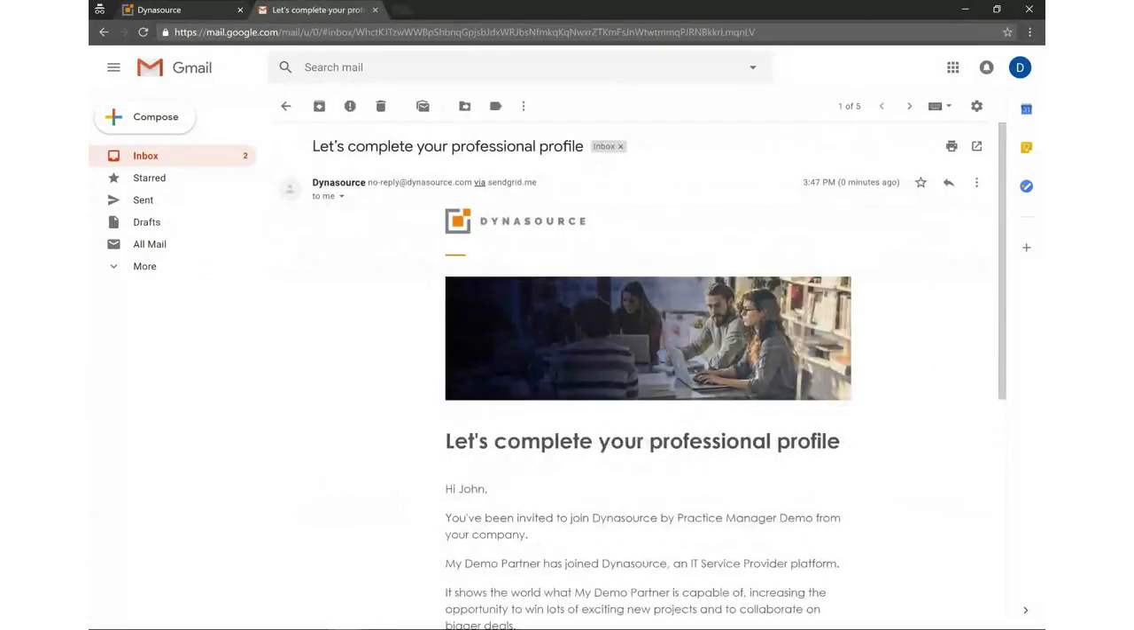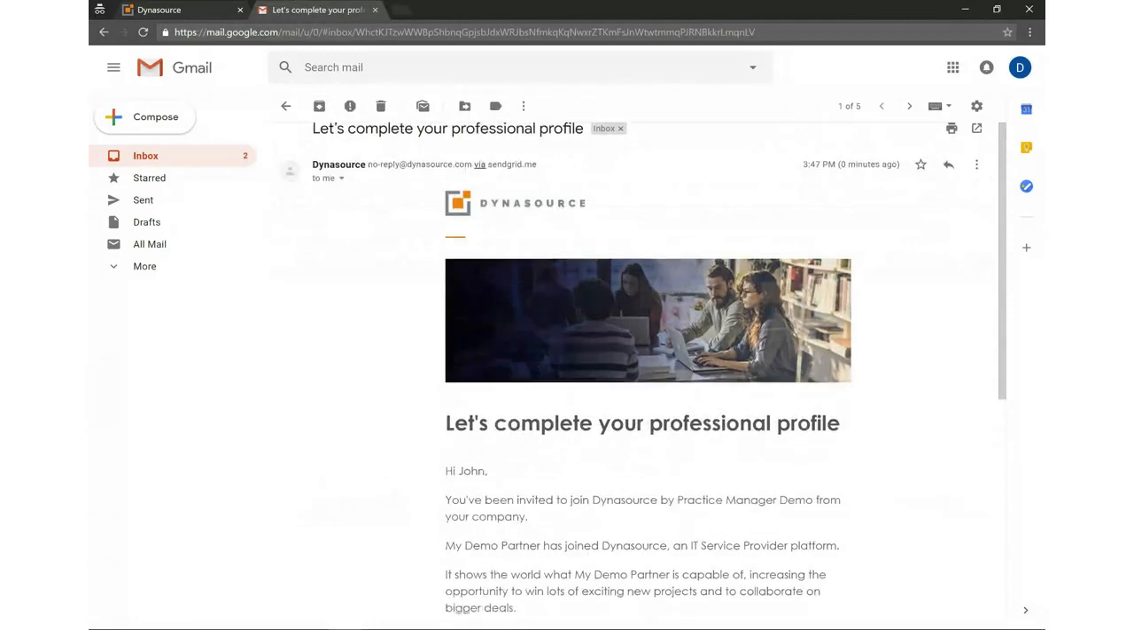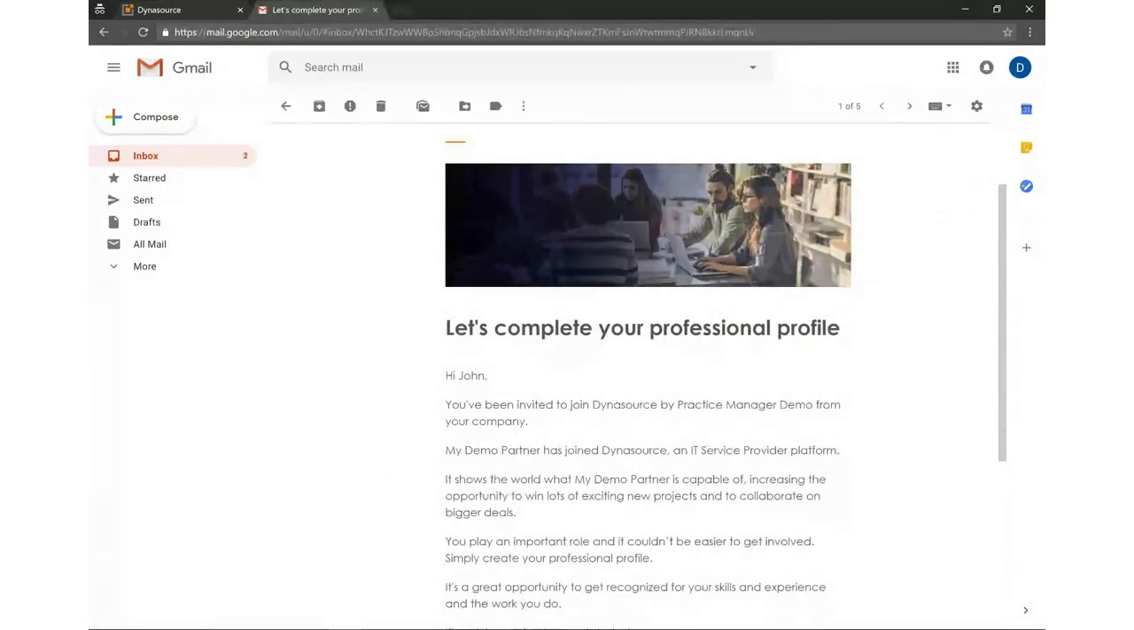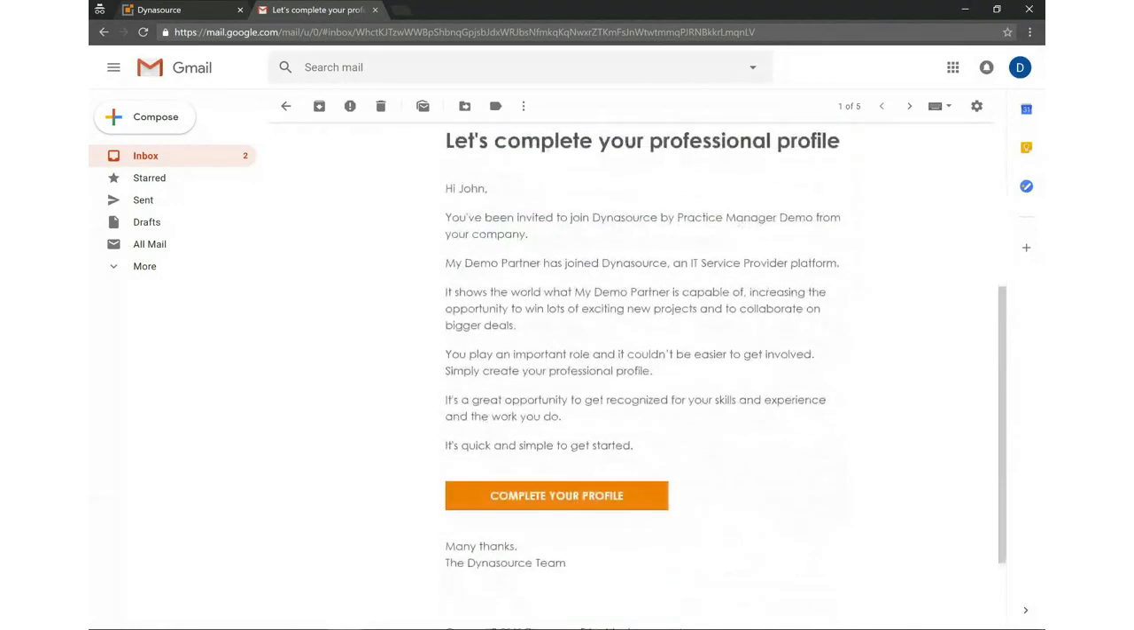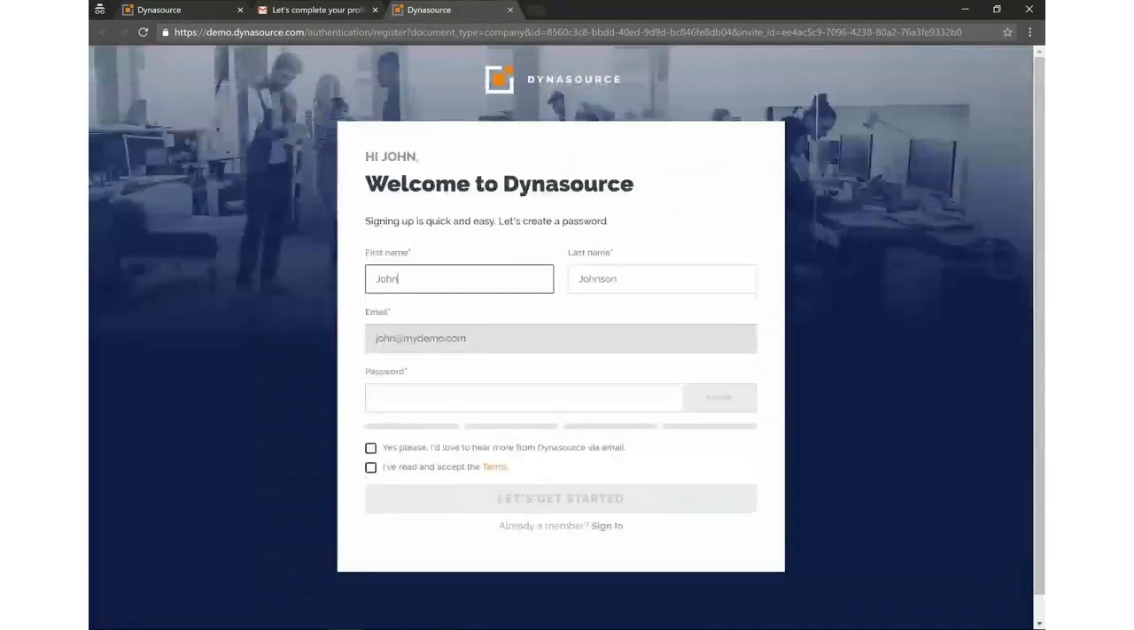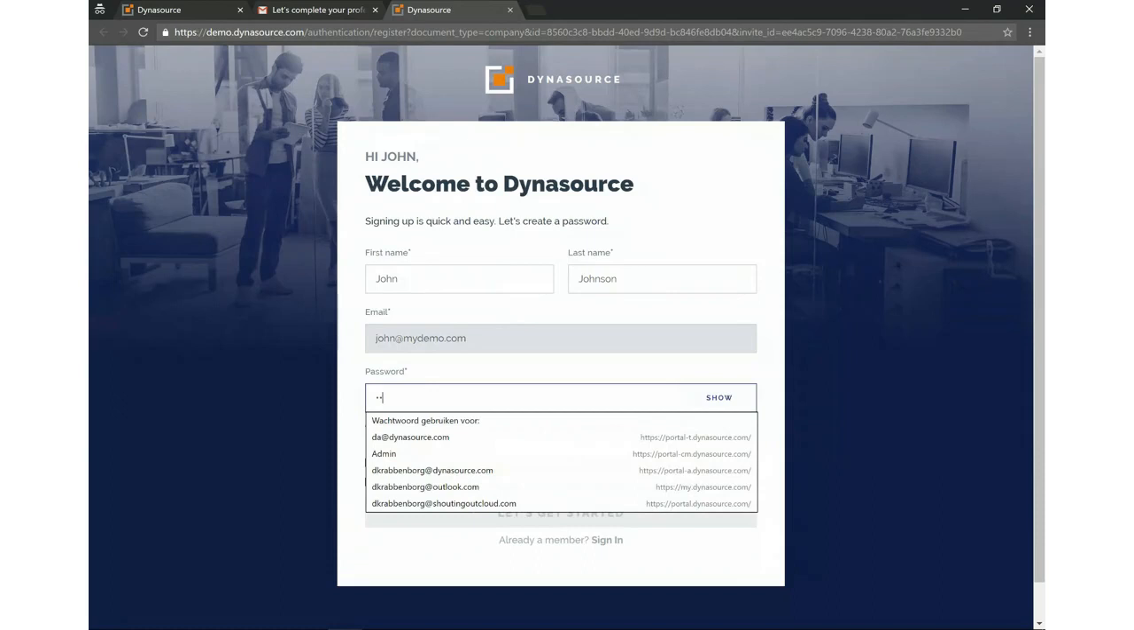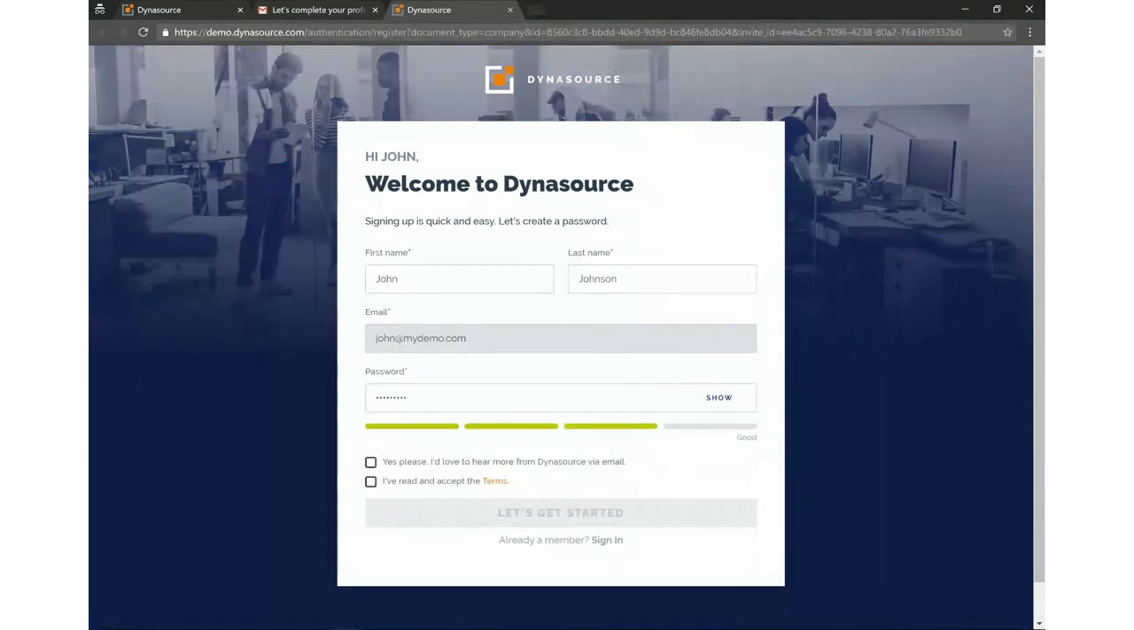Which he would open, and he will see that he has been invited by a practice manager, which would normally be a name, but in this case, my name is practice manager, to join my demo partner. And he gets to complete his profile. Well, if he goes there, he gets into the onboarding, and you'll see that the first information fields are already filled in, because this is the information that his practice manager has just added. So John only needs to select the password. He reads and accepts the terms, and he gets started.